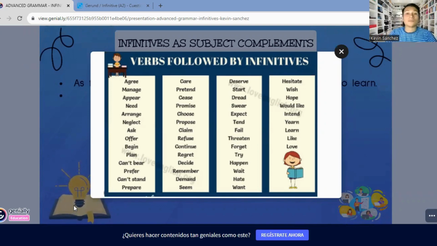What does it mean? Kevin, can I use a gerund in this part? No, that's going to be a mistake. I'm pretty sure that you don't want to make mistakes. So those verbs are only followed by infinitives, no gerund. So what you have to do here is to memorize it. All right, now let's continue.